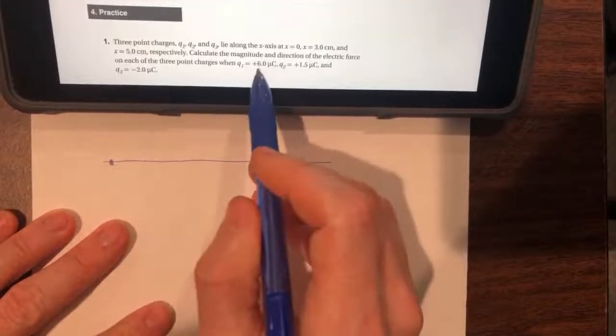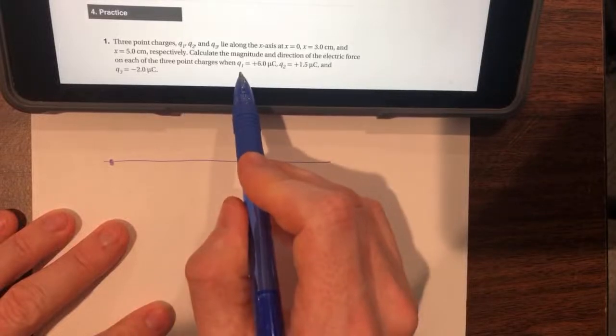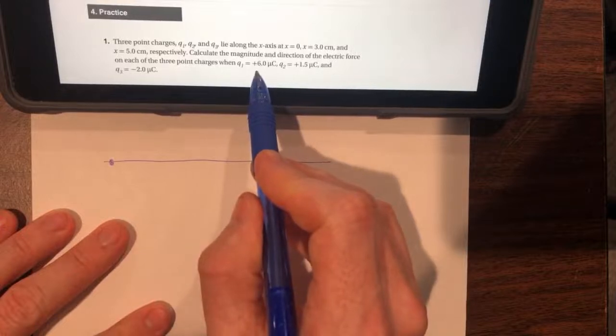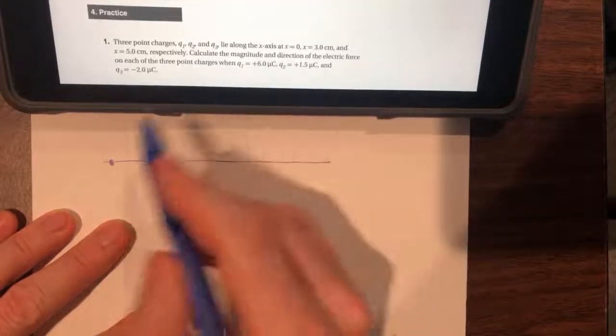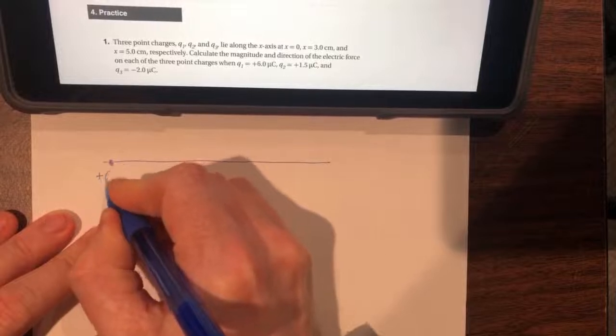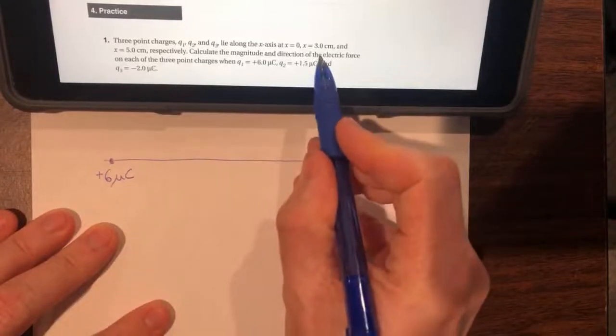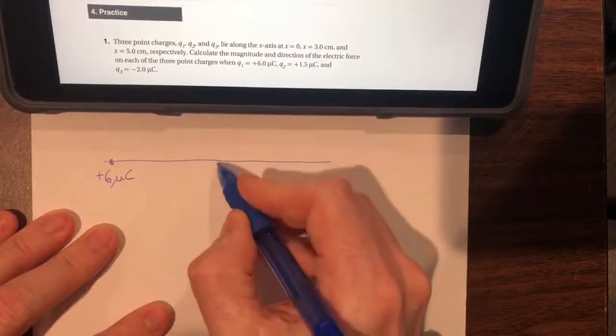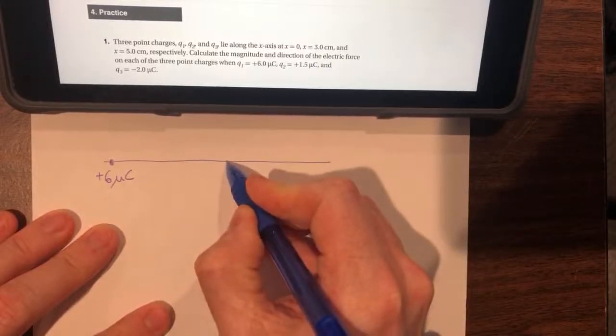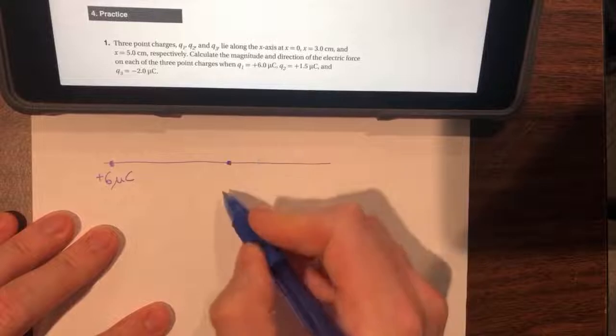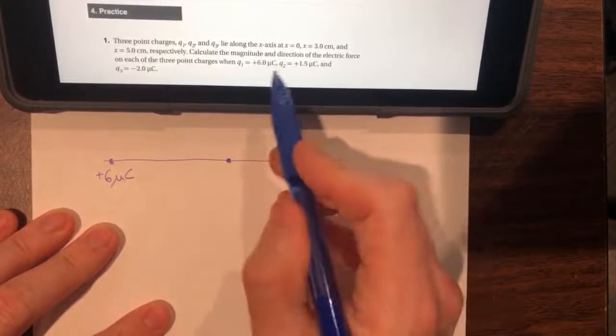And let's find out what that one is. So we're going to say Q1, the one at x equals 0, just make sure this is right, is going to be 6 microcoulombs. And then one at 3 centimeters. We'll just put that, this is a good spot, right there. 3 centimeters.